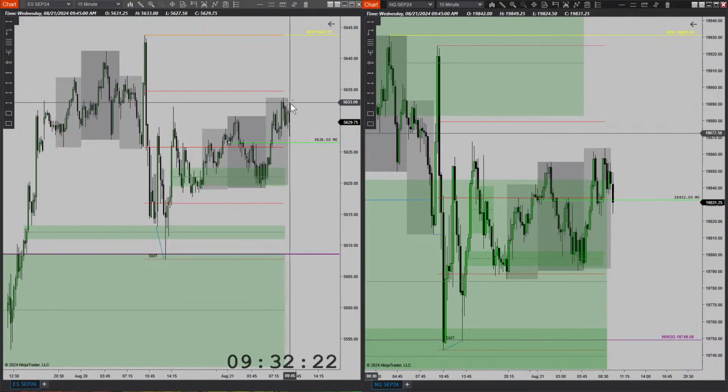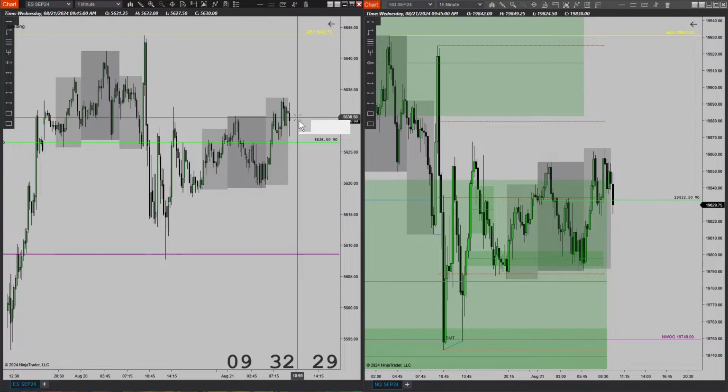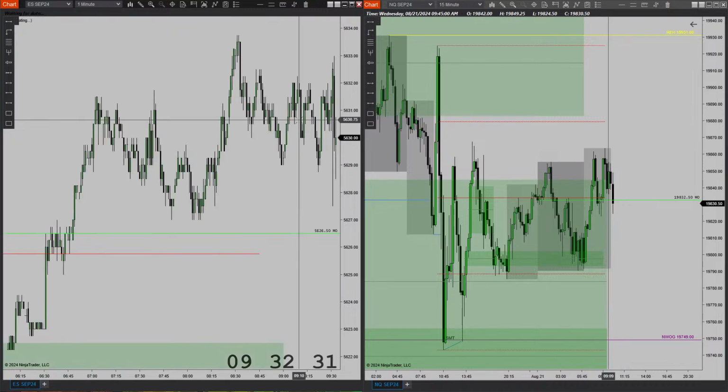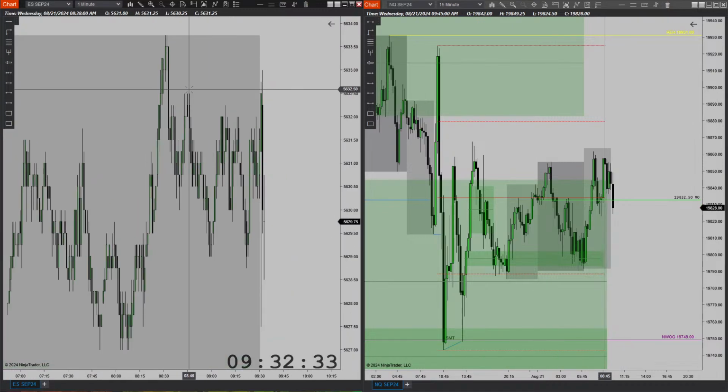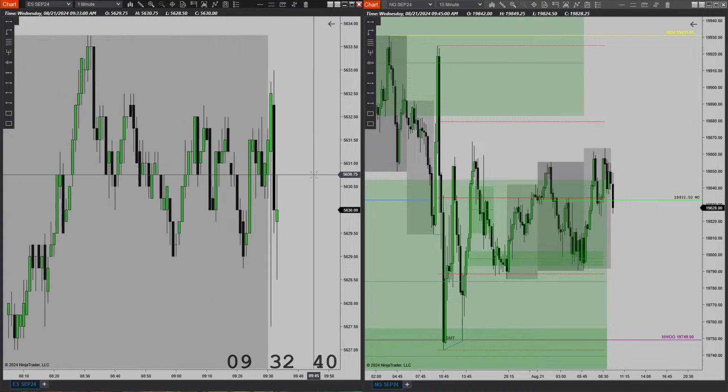Again, we already have the sweep up here. We have a sweep up here. Actually, that's SMT between this low and this low. Let's go ahead and check and see what the 1 minute is showing us. Entry here, sweep. We already swept this low. This would be my draw on liquidity.